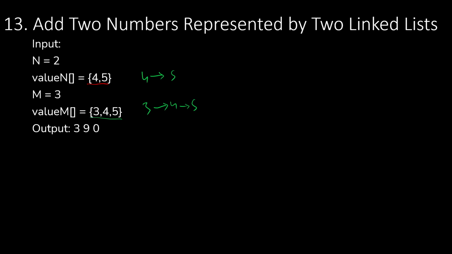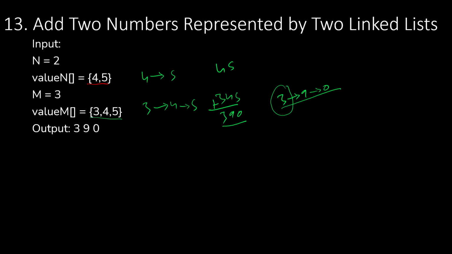The question is saying we have to add them as individual integers. This 4, 5 combined will be 45, and this 3, 4, 5 combined will be 345. Now if we add both, we get 390 as the answer. Now the question says we have to convert this addition to a linked list and return it to a function. So this 390 will be in a linked list. This is the answer that we have to return. We have to return the head of this linked list after adding. This is the basic understanding of the question.